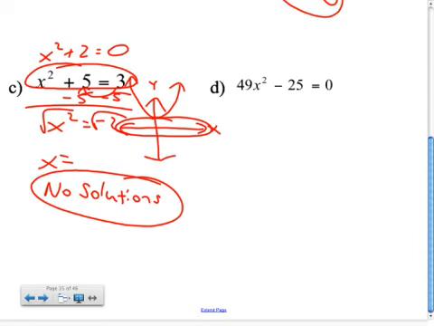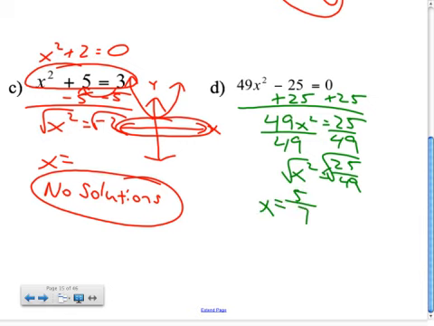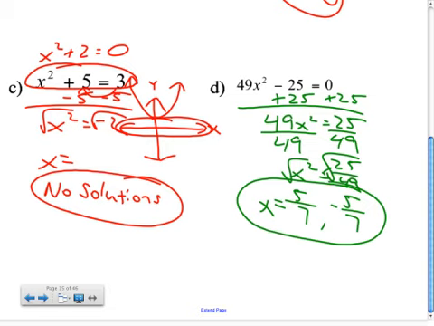Okay, and then over here, part D. We're going to add 25 to both sides, so I get 49x squared equals 25. I've got to get everything to one side, so divide by 49. So x squared equals 25 over 49. I've got to square root both sides. So x equals the square root of 25 on top, which is 5, and the square root of the bottom is 7. And again, we can't just say positive, we also have to consider the negative root. So those will be 2 solutions of that particular equation.